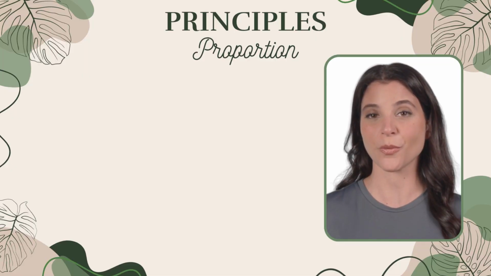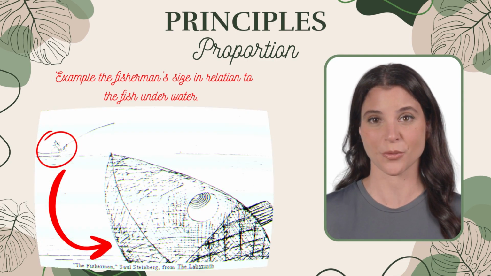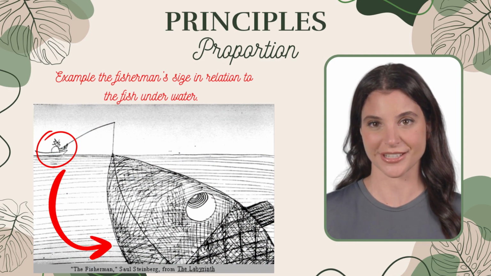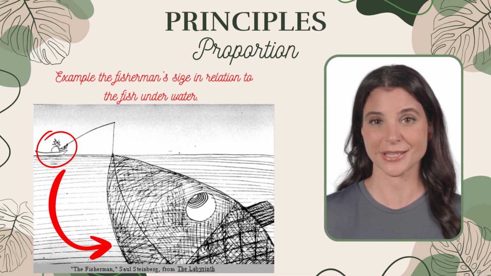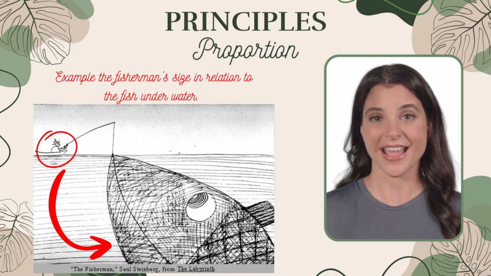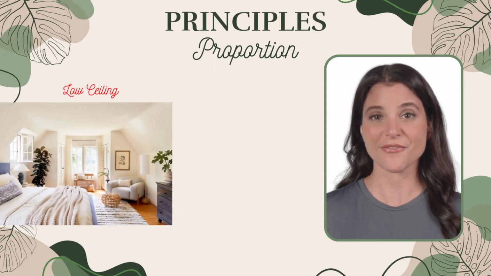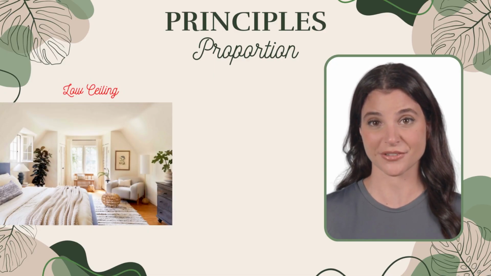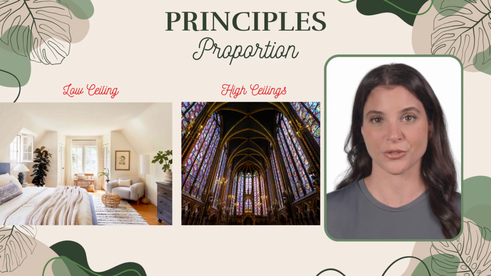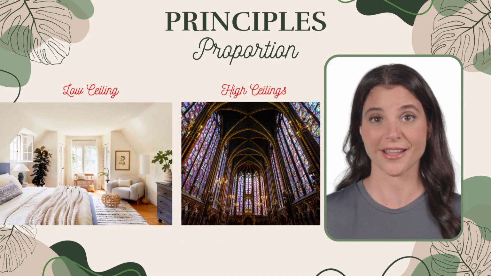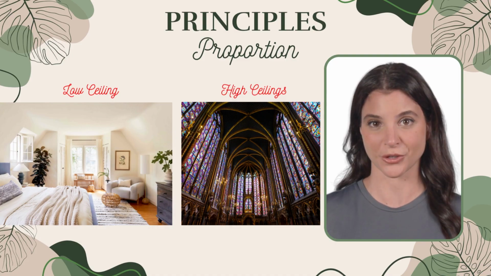Proportion. Proportion refers to the size of an object or space in relation to itself, rather than to an outside standard. It has a tremendous impact on how we perceive spaces and how they make us feel. For instance, a room with a very low ceiling and tight footprint might feel confined or even stressful, while a vast cathedral with soaring ceilings inspires awe and freedom because of its lofty proportions.